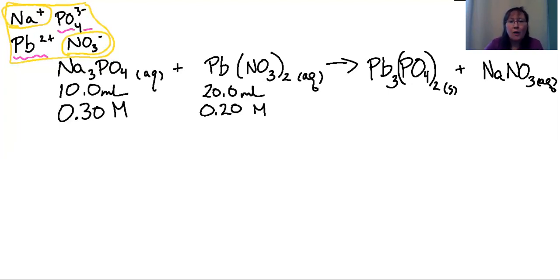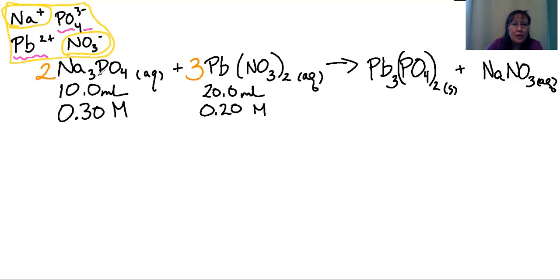Before I can go further, I always need a balanced chemical equation. That means I have to balance this before I can do anything else. The way I do it is I look at my solid here, and I see that I have 3 lead units. So I can just put a 3 in front of my lead compound in my reactants. Then I look at my phosphate and I see that I have 2 phosphate units, so I can put a 2 in front of my phosphate compound. Now I know that my precipitate is balanced.